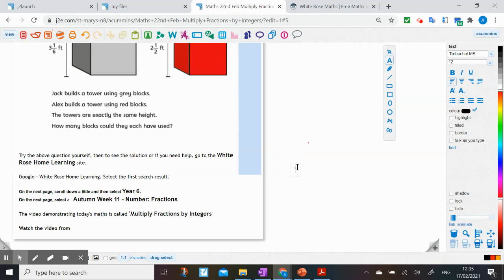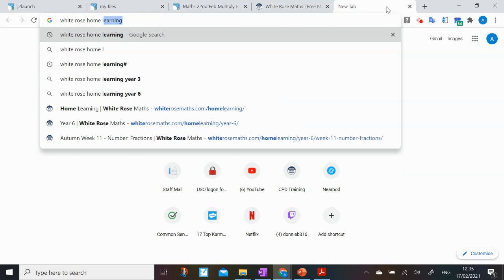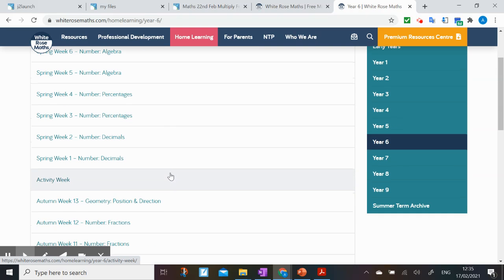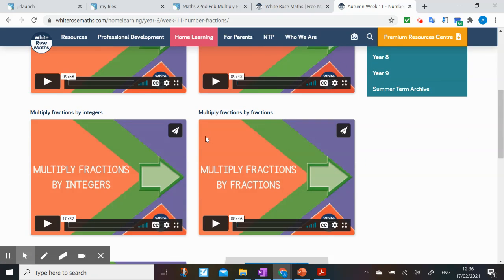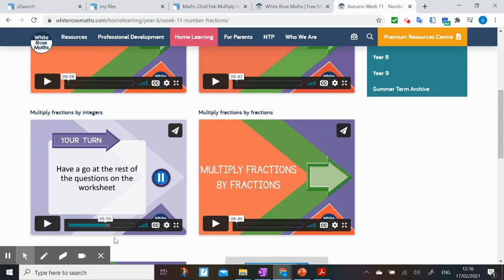Go to where you need to be. So let me show you exactly where you need to be, in fact. So open up a fresh tab, search White Rose home learning, top answer, search result, year 6, and we want autumn week 11 number fractions. Scroll down and there's the video for today's lesson, but that I've done instead. But you will want the video from about there, 5 minutes 59.